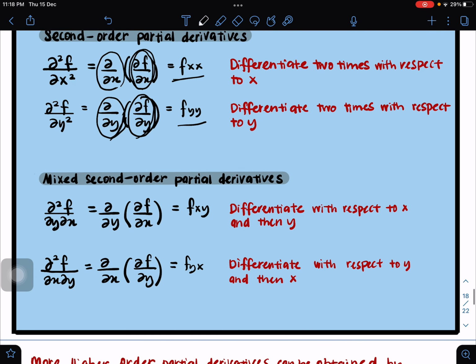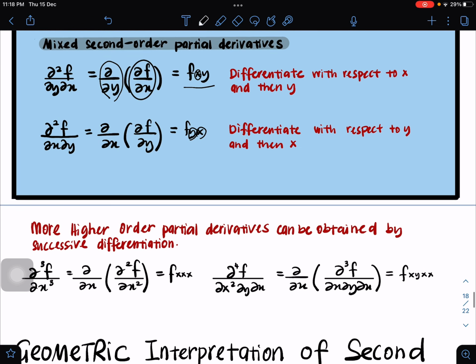If it is the mixed one, it means that the first time you differentiate with respect to x, and then the second time with respect to y, so what you will get is fxy. You differentiate with respect to x first and then y. You just need to follow the order here. For this one, you differentiate with respect to y first and then with respect to x. So this is the higher order derivative, which means you differentiate the function more than one time.